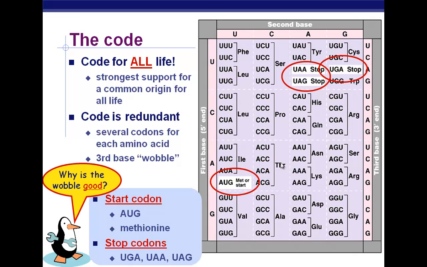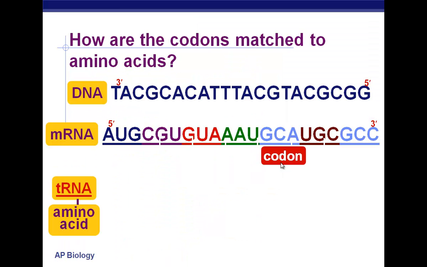So why is the wobble good? Well, probably the easiest explanation is it allows you some flexibility. For one, it allows you to not have to have 61 transfer RNAs to account for the 61 codons, right? And so that reduces the amount of raw materials that need to be produced in your cells as well. It's probably a good start.